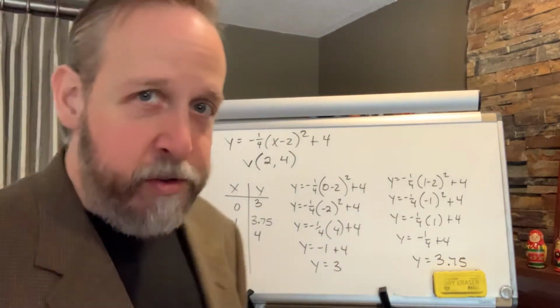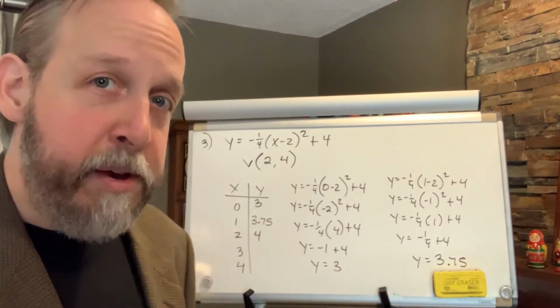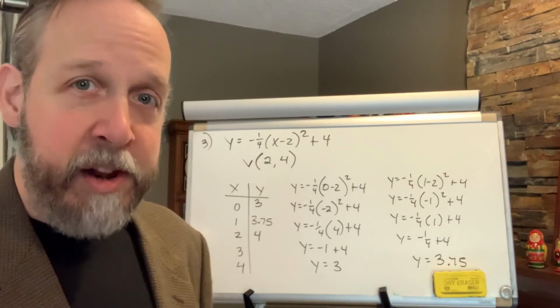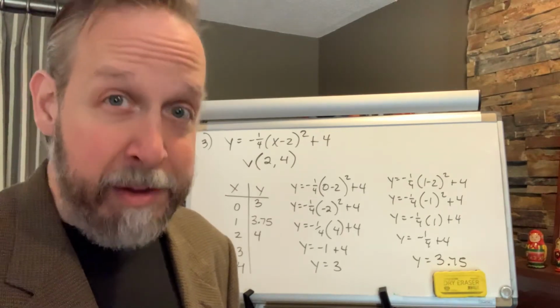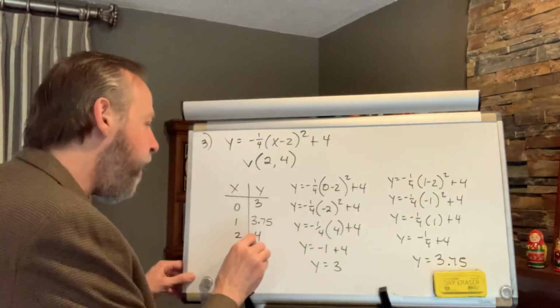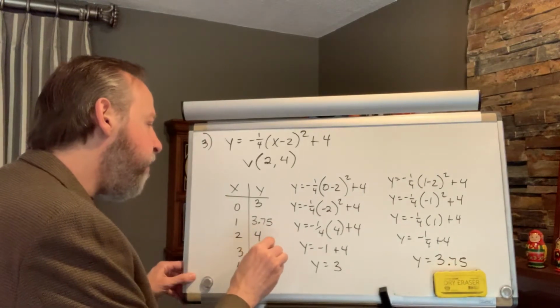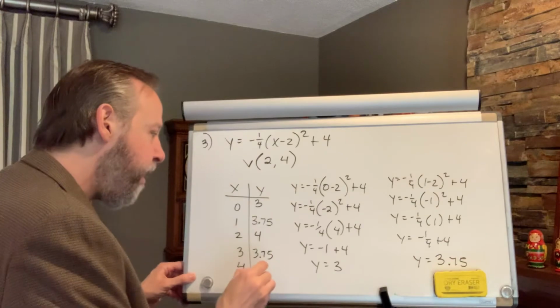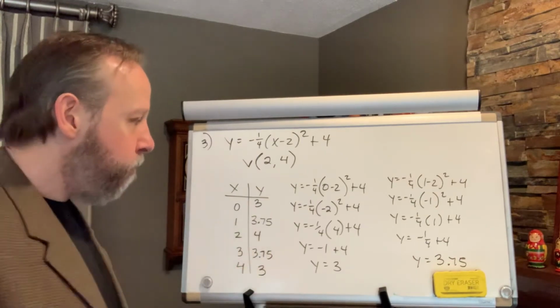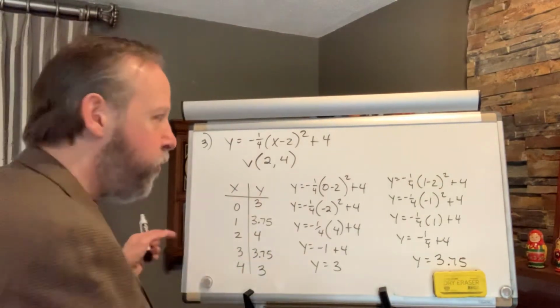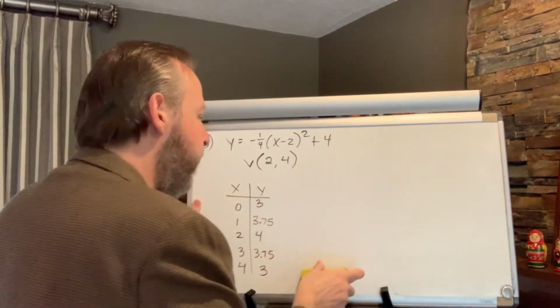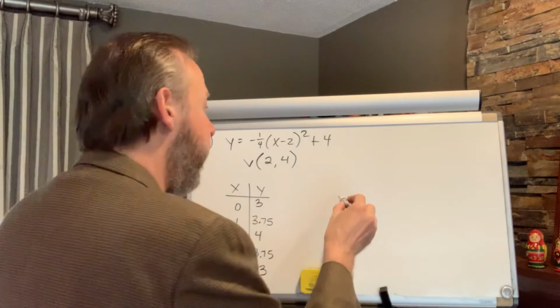Now, I don't have to show the other two inputs being plugged in, because if I did it correctly, I'll have symmetry. I have confidence that I did it correctly. If you don't, check them. It's okay. But I know that that will be 3.75 also because of the symmetry about the vertex, and that will be 3. If you're not sure, just plug them in the same way we just did. Be careful, follow the order of operations, and you'll be fine.